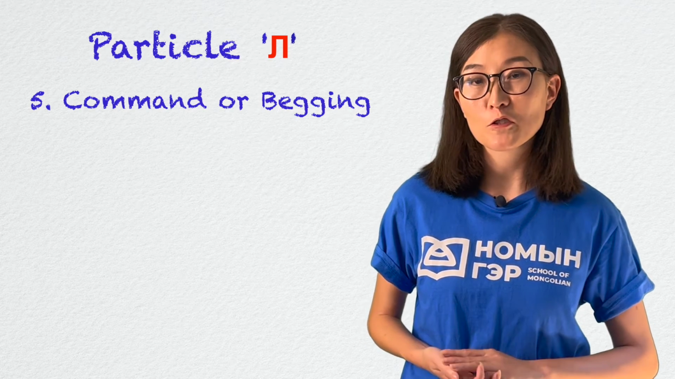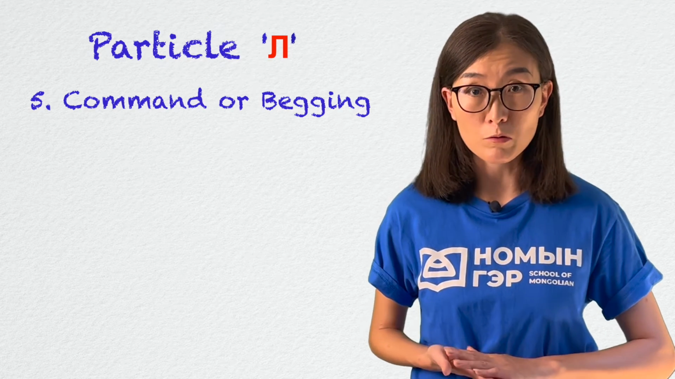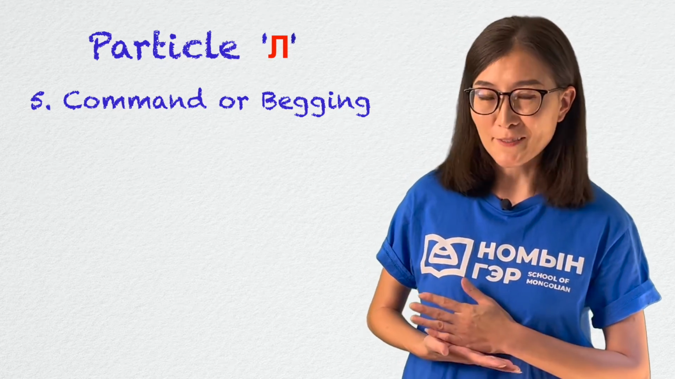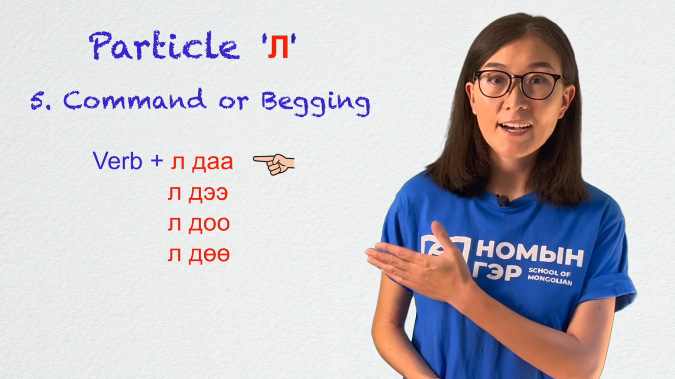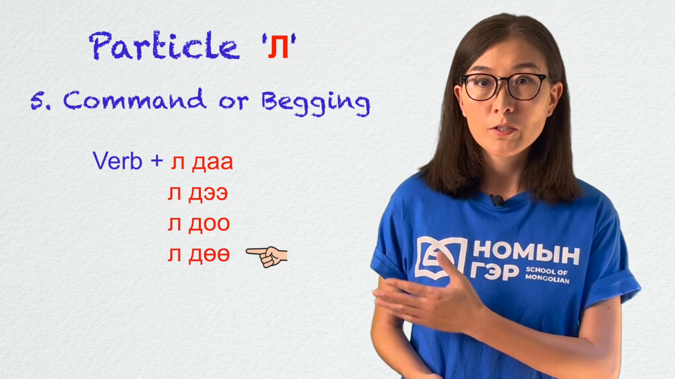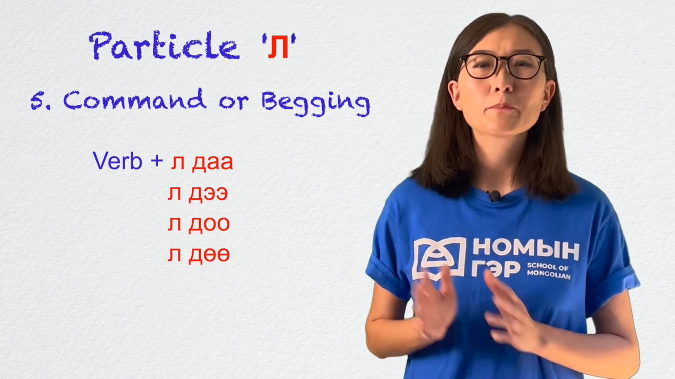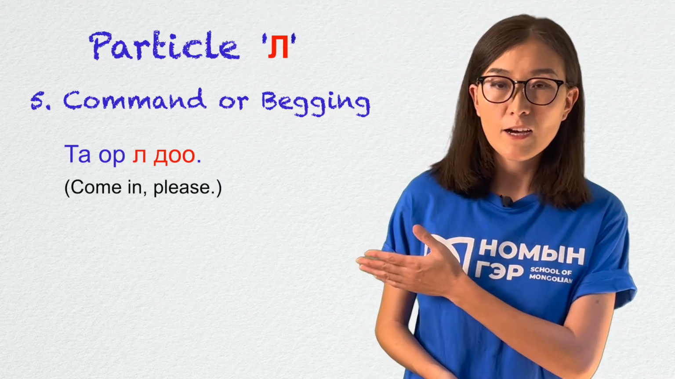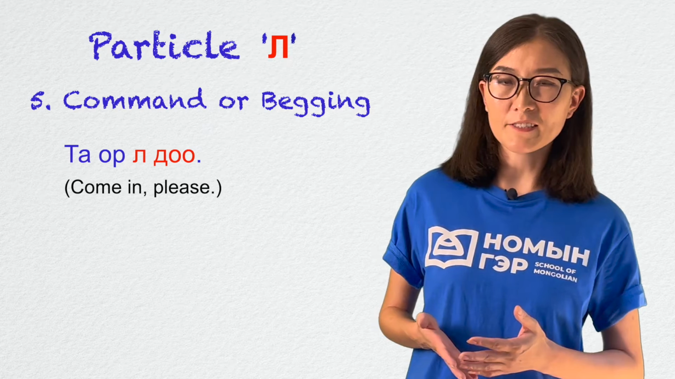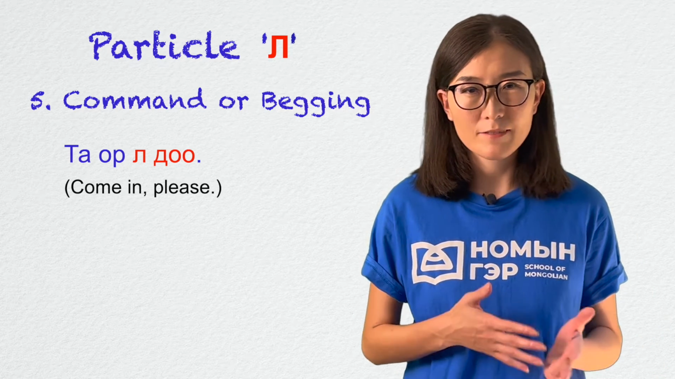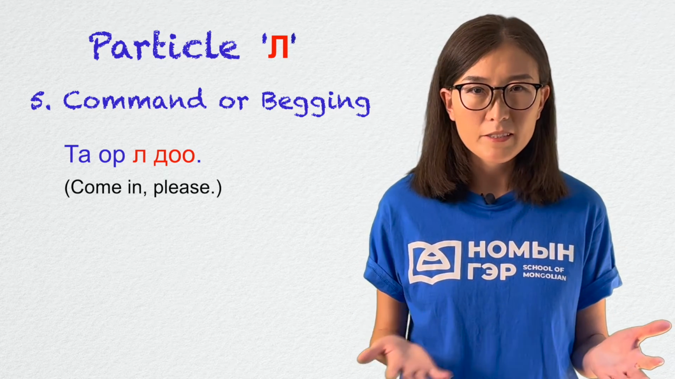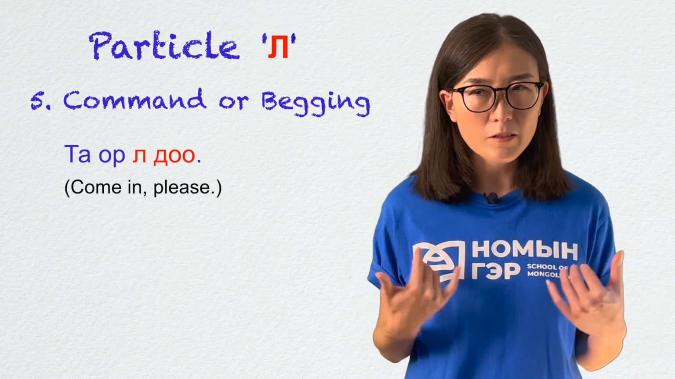Here's the final usage of il that we are gonna go over. This next expression is quite simple. We just add il, да, дэ, та, тэ as a command or begging. For example, та орол до. Come in, please. It's kind of demanding, but it's still polite. It doesn't really exist in English. That's why maybe it's difficult to conceptualize.